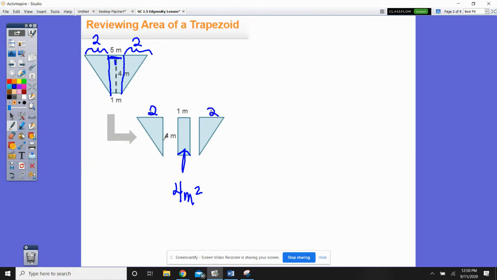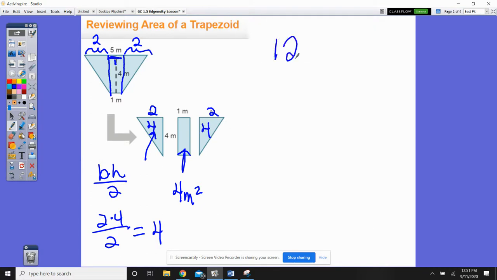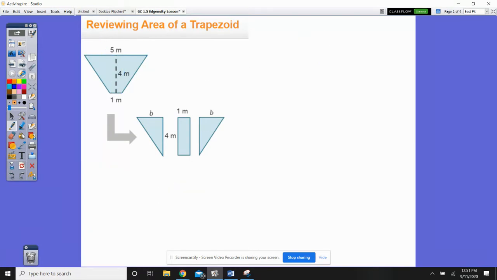The height of the triangle is 4, and that formula is base times height divided by 2. Or 2 times 4 divided by 2, which is 8 divided by 2, which is just 4. So that's 4. This is 4, and this one is the same, and that's 4. Add them all together, and we get 12 meters squared for that area of the trapezoid.